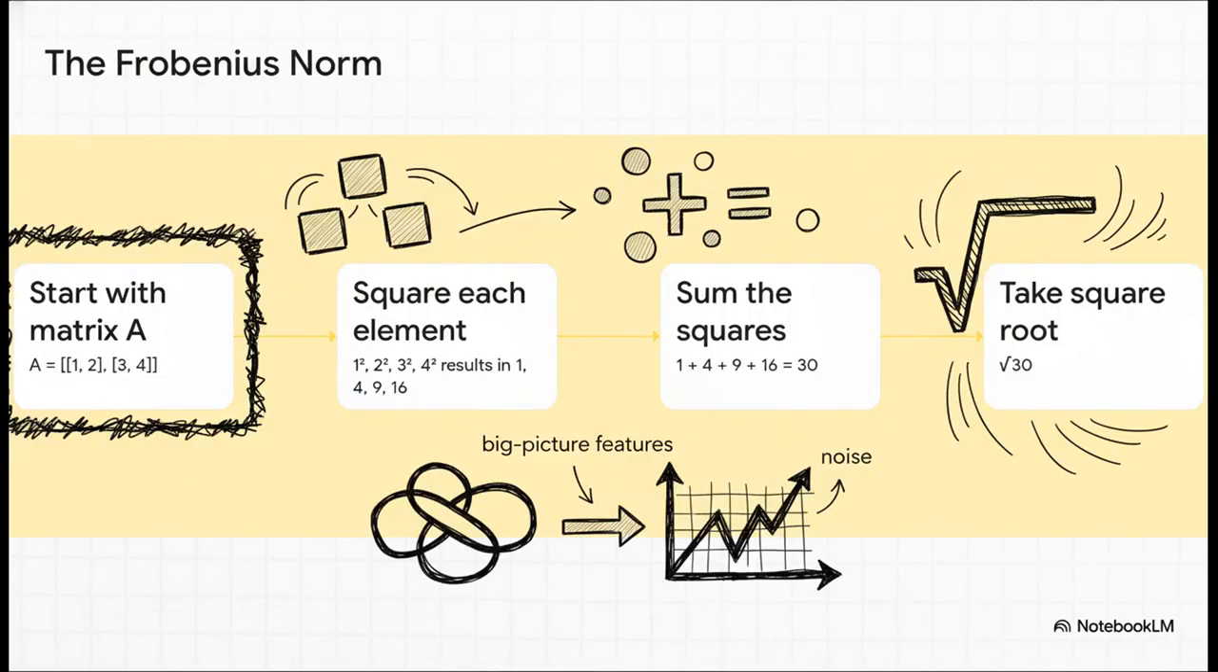Okay, Frobenius norm sounds super intimidating, but let's actually calculate one. It's really just simple arithmetic. Say this is our matrix. Step 1, you just square every single number inside it. So 1 squared is 1, 2 squared is 4, 3 squared is 9, and 4 squared is 16. Easy enough. Step 2, add them all up. 1 plus 4 plus 9 plus 16, that gives us 30. And the final step, just take the square root of that sum. Boom, that's the Frobenius norm. By telling the network to keep this number small, we're basically telling it, hey, don't overreact to tiny little changes in the input.